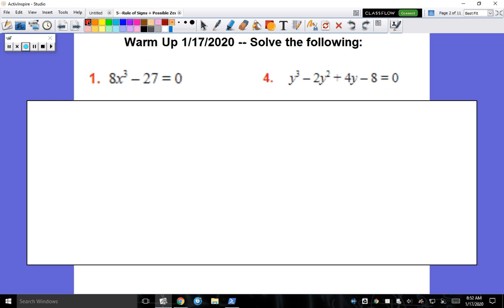So the first one, I see a difference of cubes immediately. Okay, the reason why I see a difference of cubes is I can take the cube root of an 8 and an x cubed, and I can take the cube root of 27. And what we learned not too long ago was that a difference of cubes will have 2 terms and 3 terms. This is a negative, so it's the same, opposite, always positive.